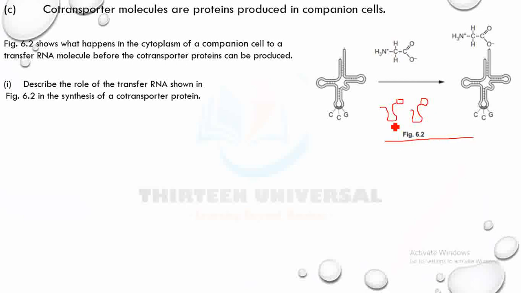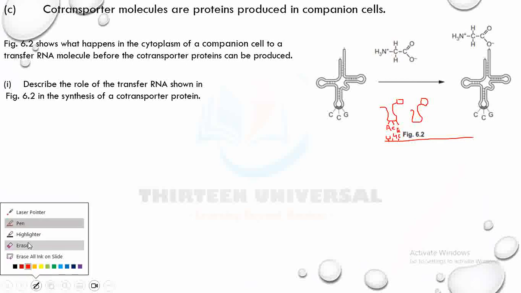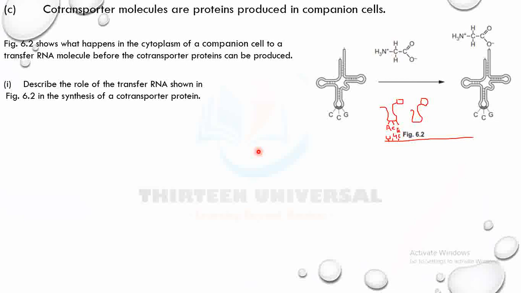Don't forget that whatever is here, this is complementary base pairing. So if we have A here, we have C here, we have G here, it will bind to its complementary codon, which is going to be U, then G, and then C. So the codon on messenger RNA binds to the anticodon on transfer RNA. You can see what is happening here.